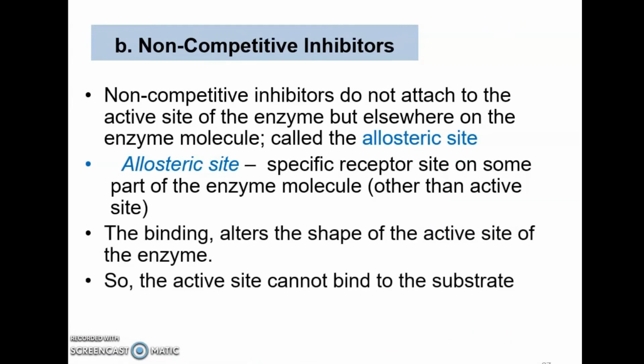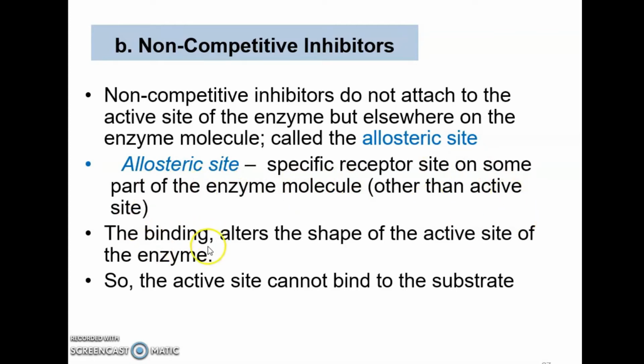Next is non-competitive inhibitor. Non-competitive inhibitor means this inhibitor will not compete with the substrate for the active site. Dia tak akan bersaing pada active site. Tapi dia akan duduk dekat mana? It will bind to the allosteric site. Okay, this type of inhibitor will bind to the enzyme at the allosteric site. So what is an allosteric site? The specific receptor site on some part of the enzyme molecule other than the active site.